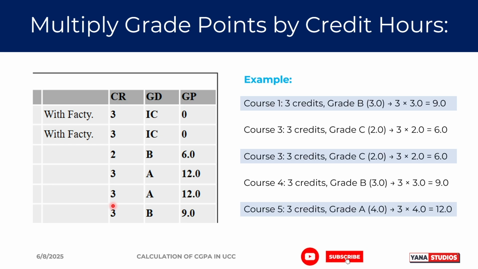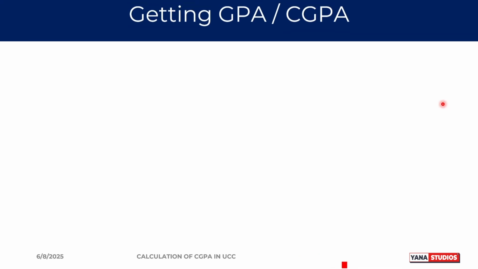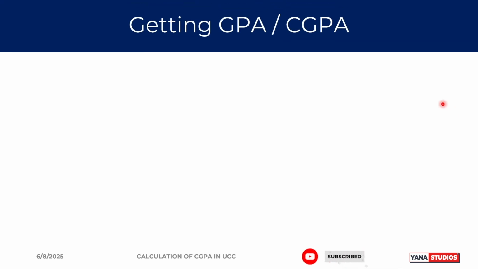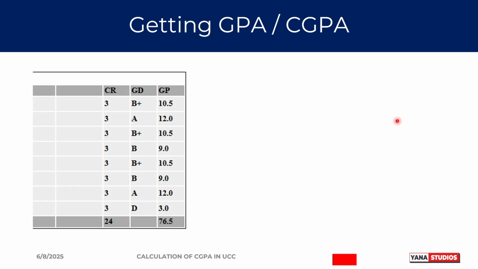So to calculate, you are supposed to multiply the 3 credit hours that we are having here by the grade point, right? Grade point of B is giving us 3.0, and the grade point of C is giving us 2.0. So you multiply, then we get the equivalent grade point right there. Once we get that, then you come back to the portal.